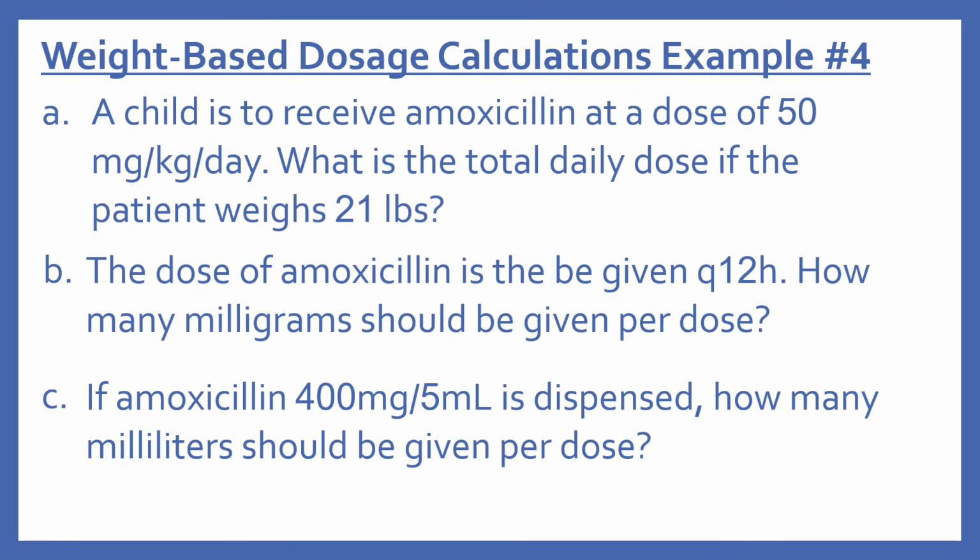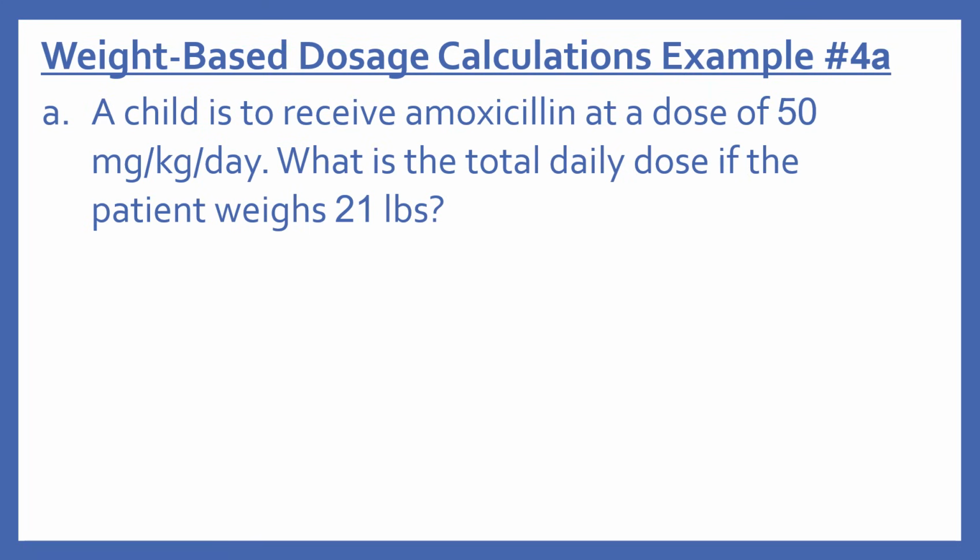Okay, now we'll look at our last example, example number 4, and it has 3 parts. So a child is to receive amoxicillin at a dose of 50 milligram per kilogram per day. What is the total daily dose if the patient weighs 21 pounds? Then the dose of amoxicillin is to be given Q12H. How many milligrams should be given per dose? And then part C, if amoxicillin 400 milligram per 5 ml is dispensed, how many milliliters should be given per dose? So we'll look at part A first.